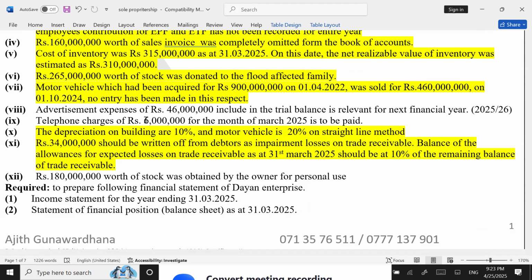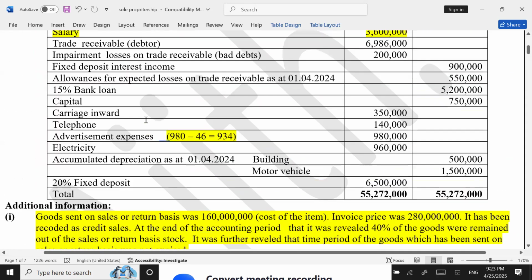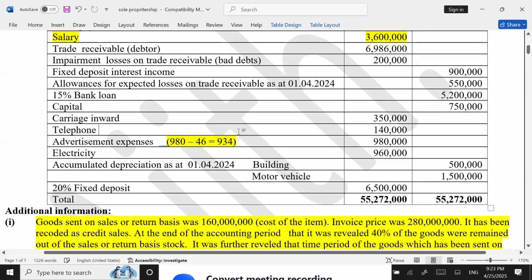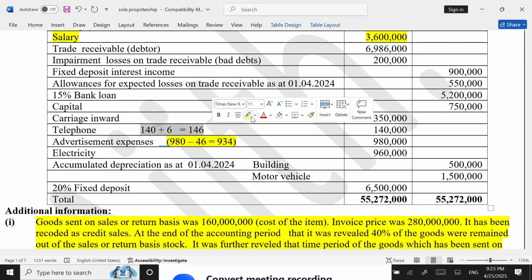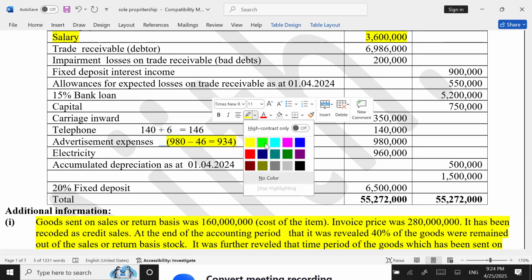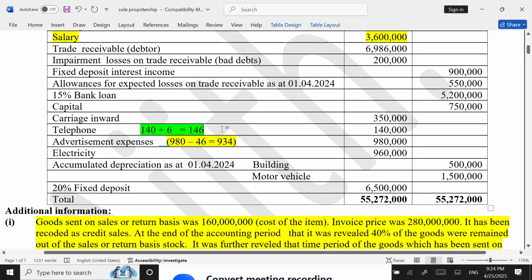The trial balance gives the telephone value, plus this value. If an accrual is given, it should be added to the expense. The trial balance has telephone expense of 140,000, therefore 140 plus 6 should be considered as expense, 146. The accrual value should be recorded under current liability, but as expense 146 should be considered.